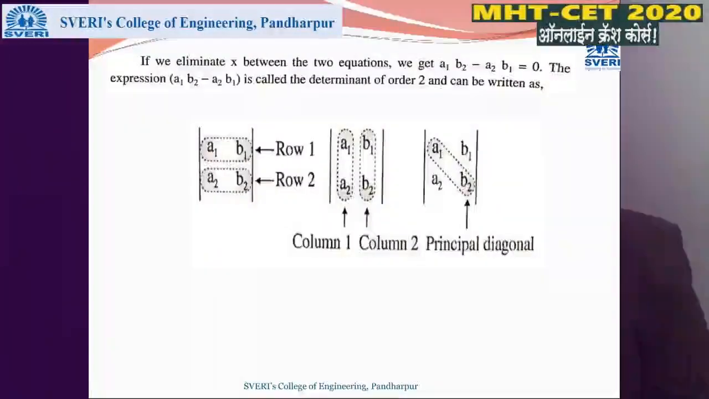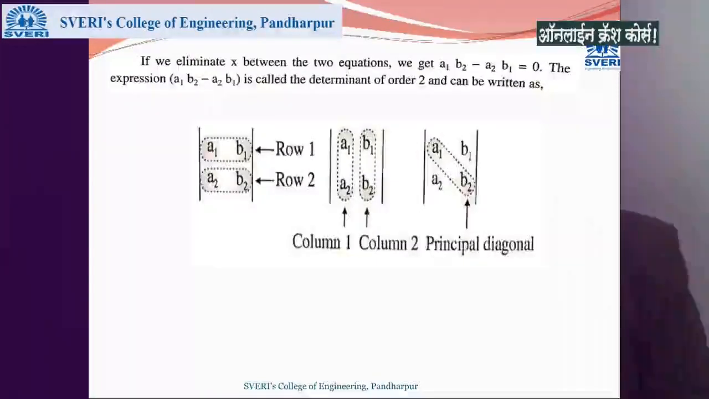If we eliminate x between two equations, we get the coefficients a1, a2, b1, b2. First of all, we write these a1, a2 and b1, b2 in determinant form. The first column contains the elements a1, a2, and the second column contains the elements b1, b2. So in the first row we have a1, b1, and in the second row we have a2, b2.